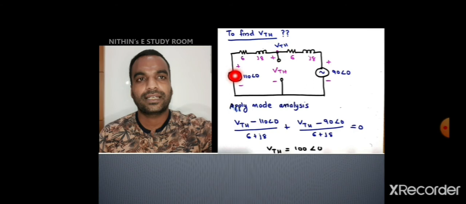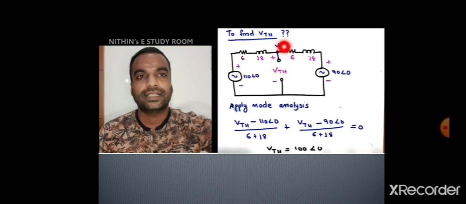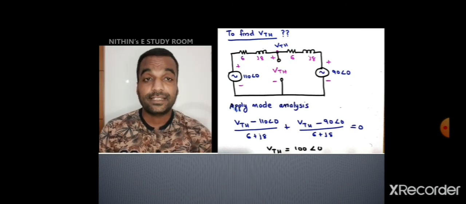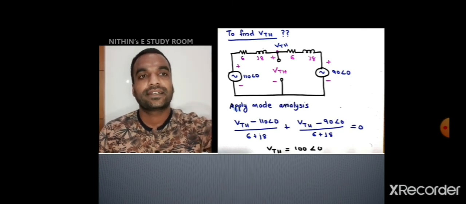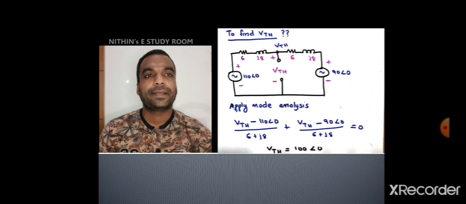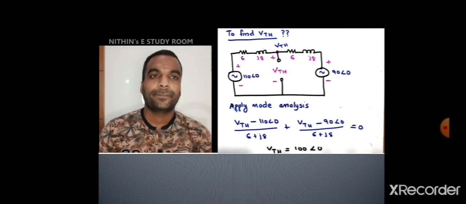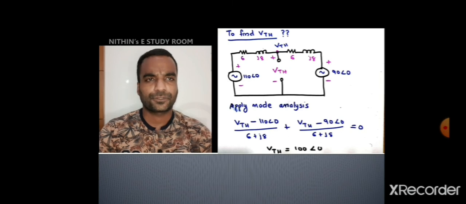Here it is plus and here also it is plus. So VThevenin minus 110 by the impedance, that is VThevenin minus 110 by 6 plus J8, plus VThevenin minus 90, that is the other side, by 6 plus J8, is equal to 0.